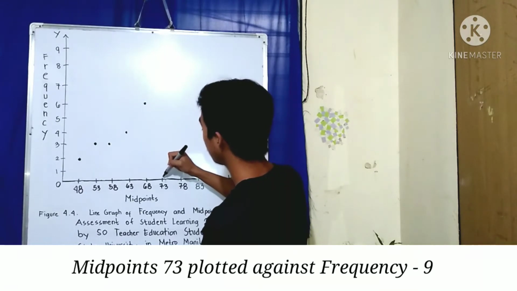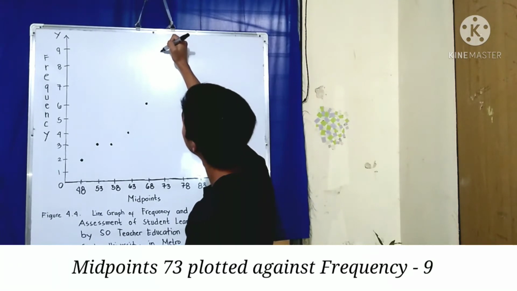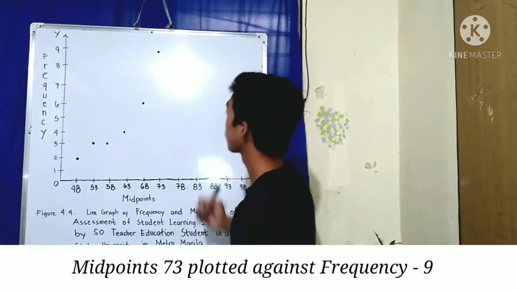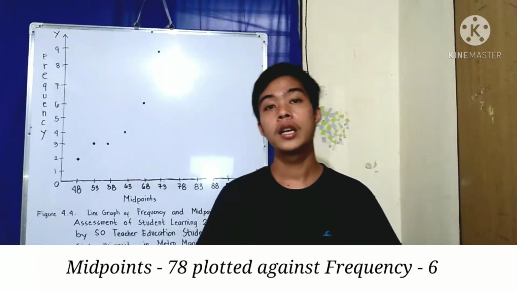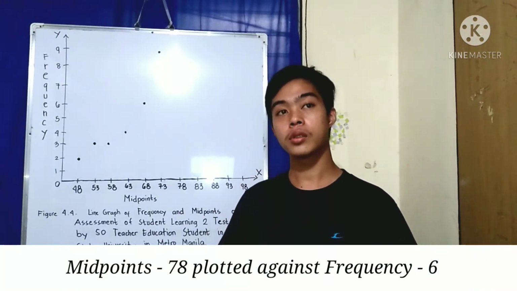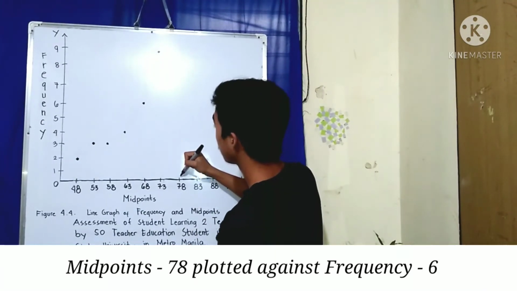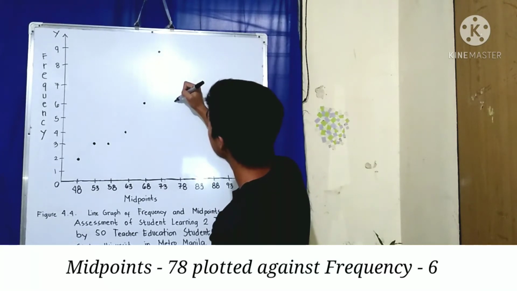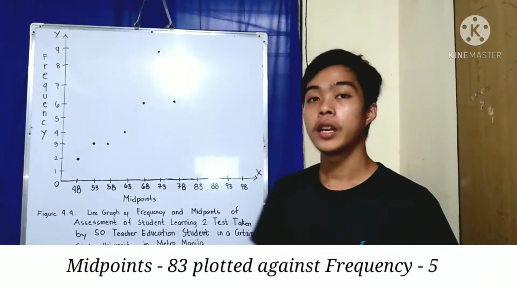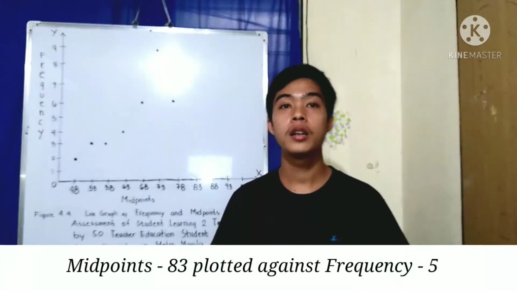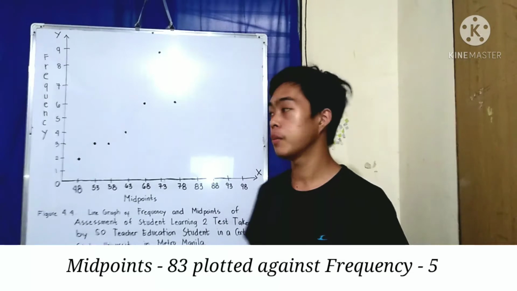So 73 to 9. Next, in the midpoint of 78, there are 6 education students who got the average scores of 76 to 80. So 78, 6. It's right here. Next, in the midpoint of 83, there are 5 education students who got the average scores of 81 to 85.